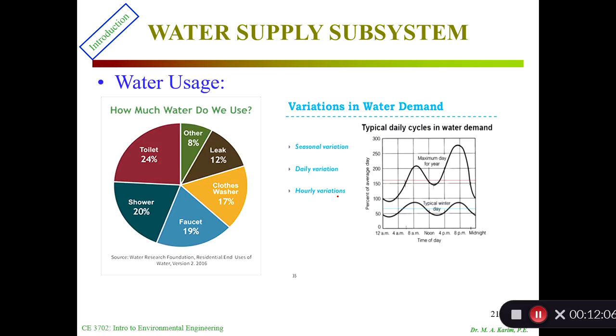So this is another usage variation. These are the usages: toilet is 24%, shower 20%, faucet 19%, clothes washer, leaks 12%, and others 8%, because others cannot fall into these. Seasonal variation, daily variation, and hourly variation of this. This is daily, this is the day of the year, and things like that, with time showing the variation. I showed you the picture before. Very similar, but it shows different. So this is kind of average.